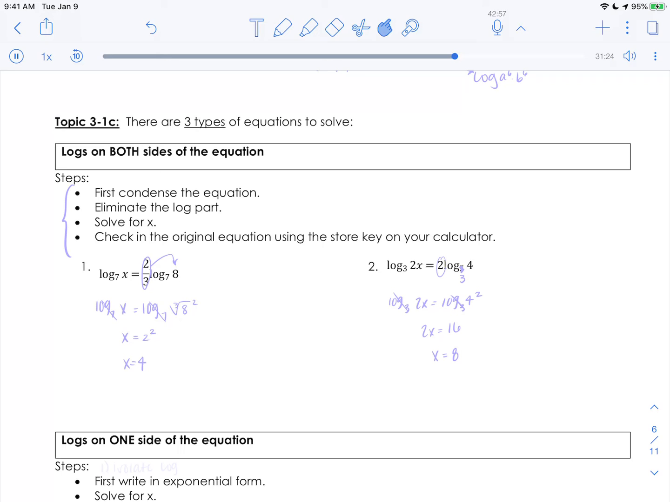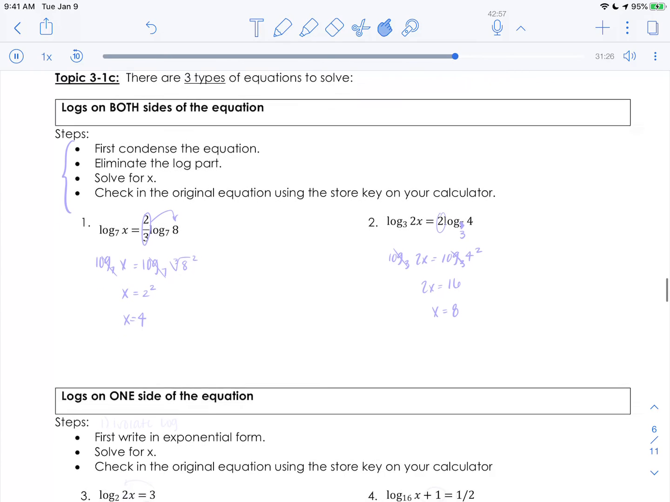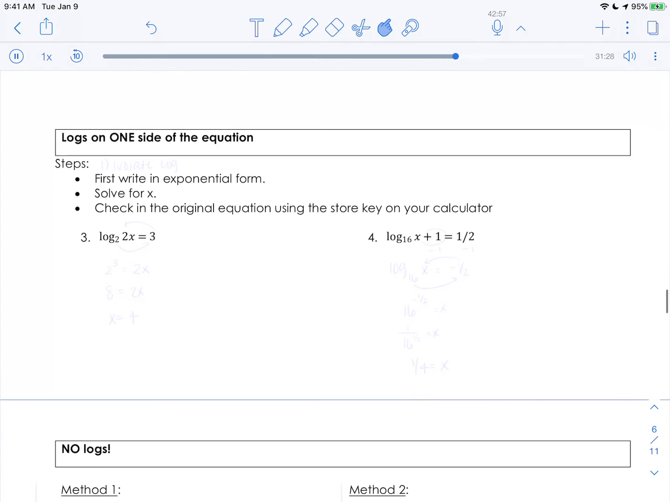All right, so next type is when there's a log only on one side of the equation. So first thing, it's actually not written, you want to isolate the log. So if you have, let's see, there's an example number 4. So that'll be the first step of number 4. We'll get there in a second.